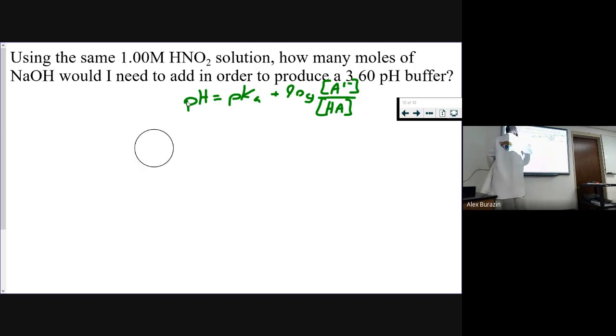Okay, so our buffer is going to be a pH of 3.6, right? They gave us that. What's the pKa of this acid that we just solved for from the previous problem?